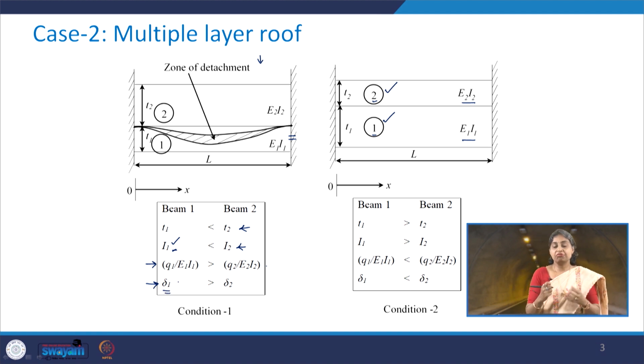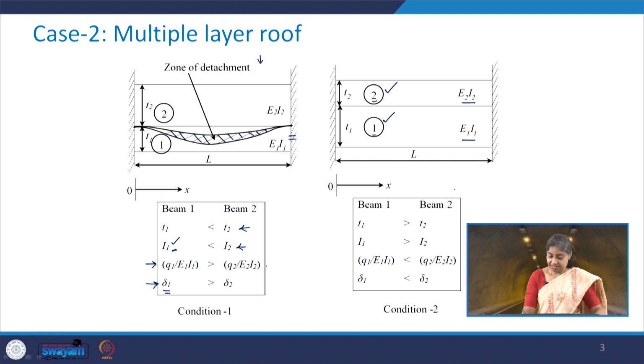What does this mean physically? That upon the action of their own self weight, the first beam will deflect more as compared to the upper beam. So, what will happen because of that? There is going to be the development of this zone of detachment.